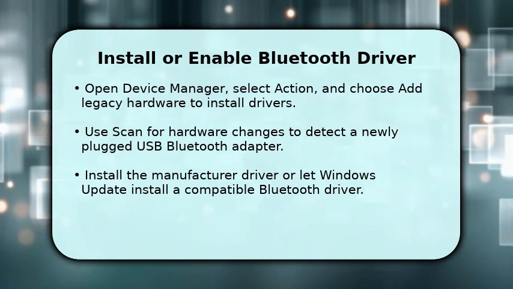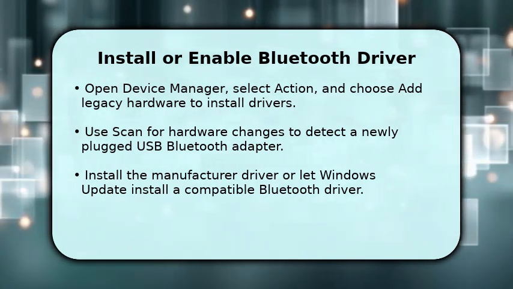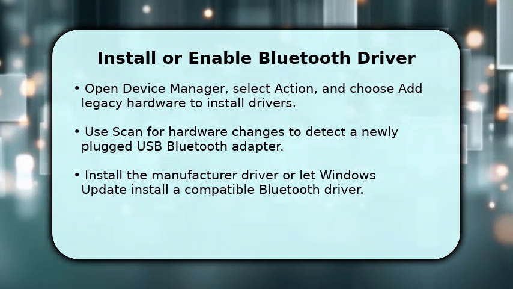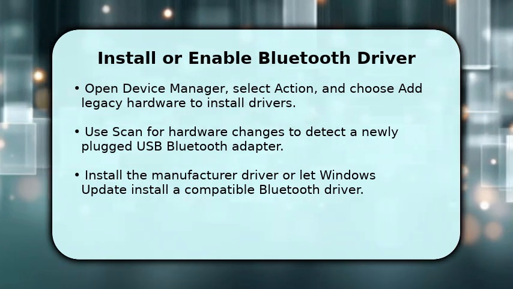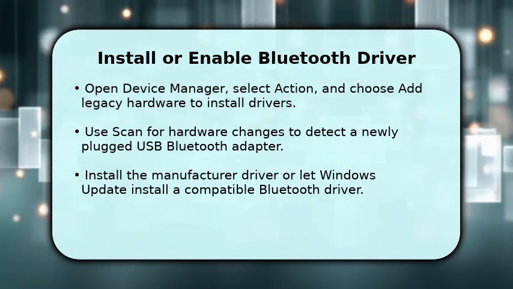In Device Manager, select Action and then choose Add Legacy Hardware to begin manual installation. Choose Search for and install the hardware automatically to let Windows scan for Bluetooth devices. If automatic detection fails, use Have Disk and point to the manufacturer driver file on your PC.